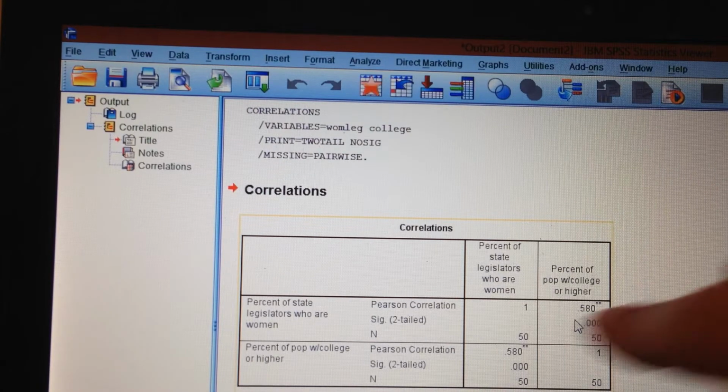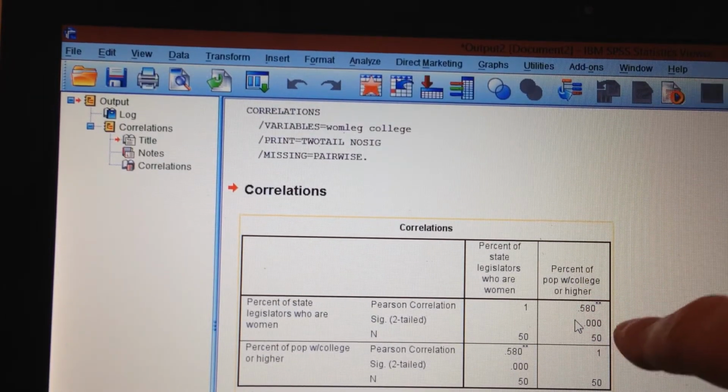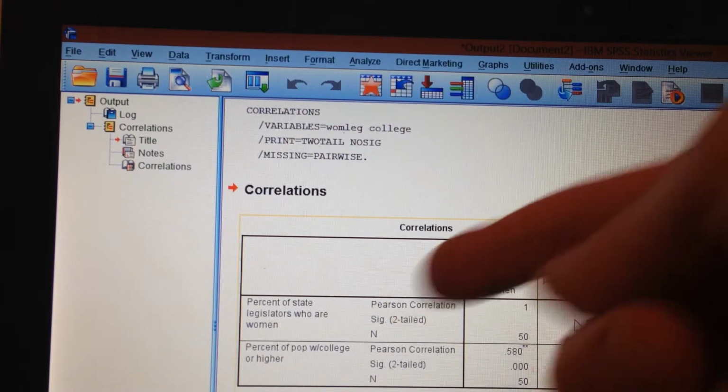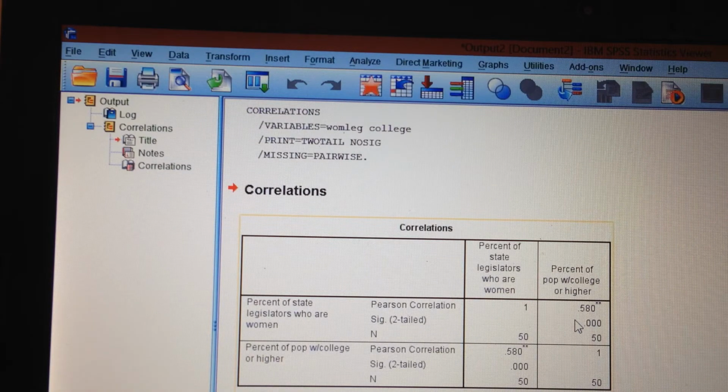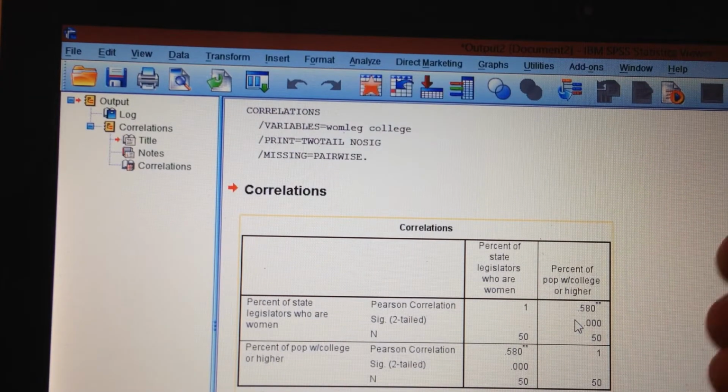All we can say here is that these two variables move together. We have no idea if one causes the other, and the causal direction could go either way. Maybe when you go to college and get more educated, you're more likely to vote for a woman for state office. Or maybe the more women who get into state office, the more they pass programs that help get more people through college. In other words, we can't establish causality.